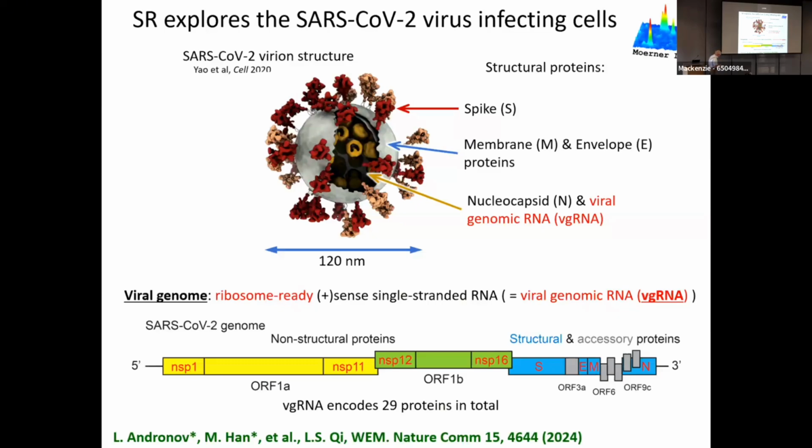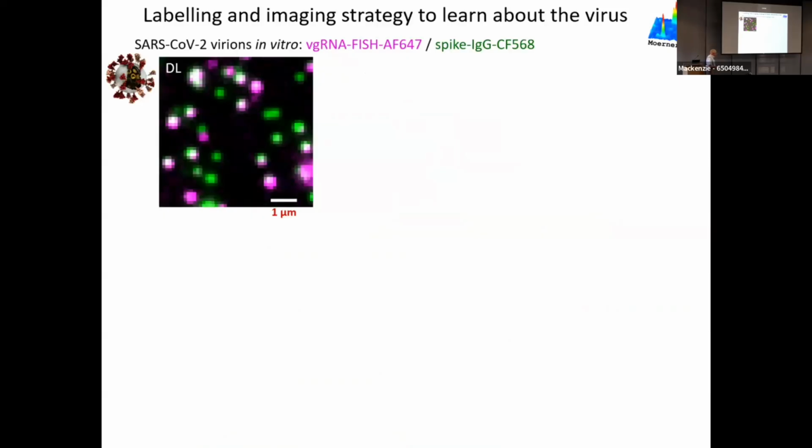And I'm really now talking about the work of Leonid Andronov, a postdoc in my lab, in collaboration with Mingting Han and Stanley Chi's lab. So Stanley Chi is in the bioengineering here at Stanford and is our biological partner on all this work. Okay, I'm going to show you only a small amount, and maybe encourage you to take a look at the papers. First, let's just look at the virions themselves. Okay, the virions. The virus particles.